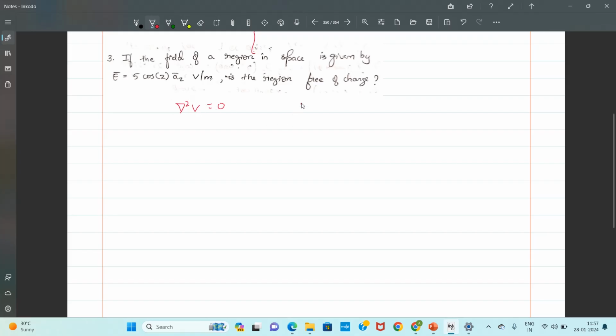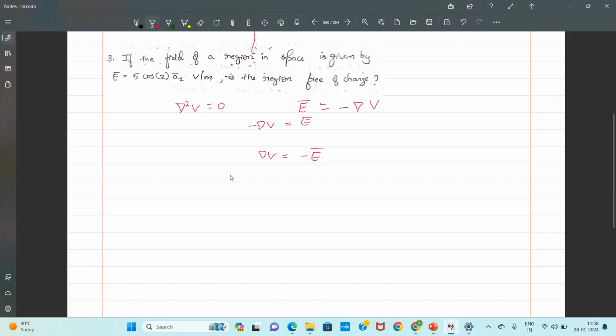So what you have to do is use the relation between E and V, that is E is equal to minus del V. So you have to use this relation to get the Laplace equation, so that you will be able to find whether it is 0 or not. Okay, so here we'll use this gradient relation. Minus del V is equal to E. I'll take the minus to the other side. So del V becomes equal to minus E.